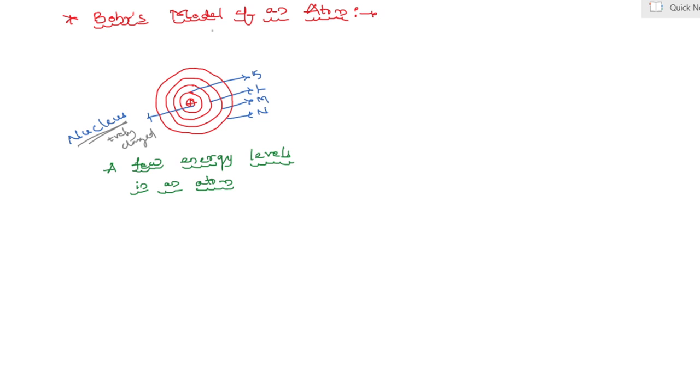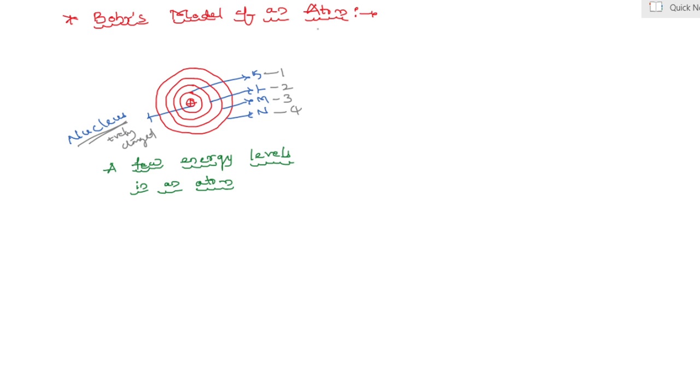Yes, third postulate, starting from the nucleus, energy levels, it means orbits, are represented by numbers 1, 2, 3, 4, etc., as well as by alphabets K, L, M, N. Yes, my dear students, here K shell is termed as the first orbit, L shell is second, M shell is third and the fourth one is N.